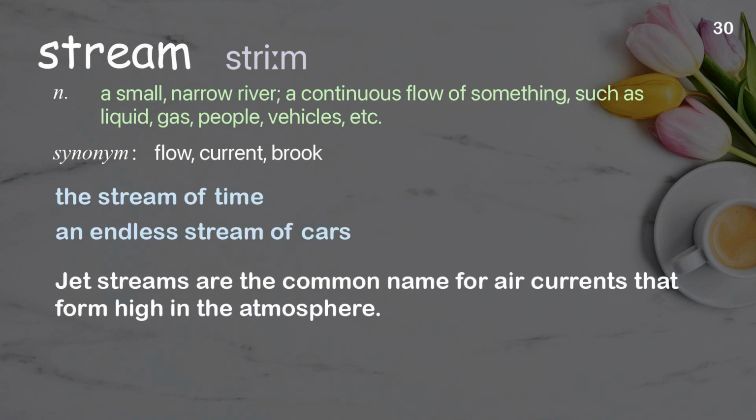Examples: The stream of time. An endless stream of cars. Jet streams are the common name for air currents that form high in the atmosphere.